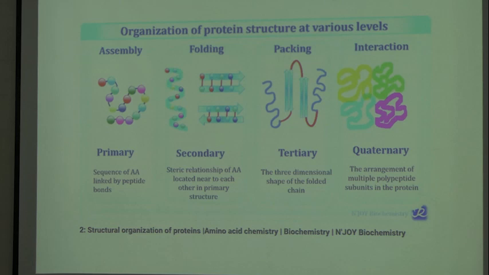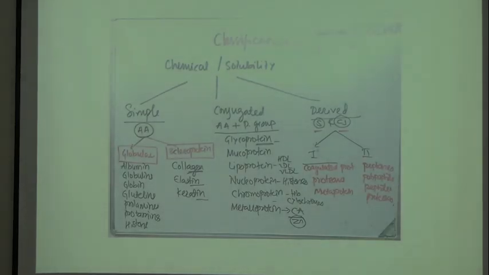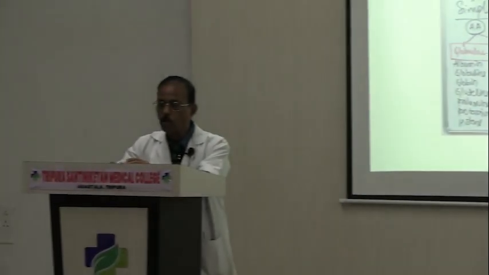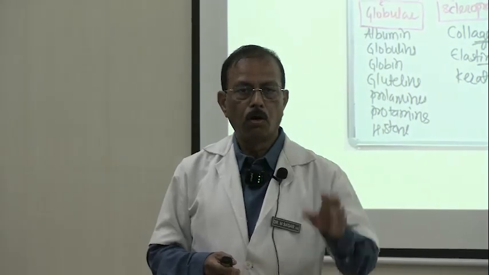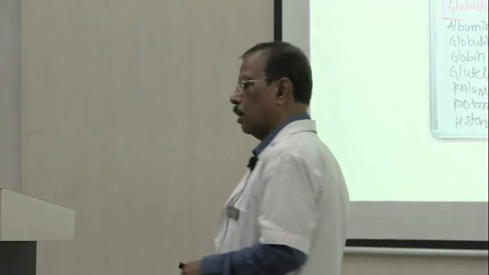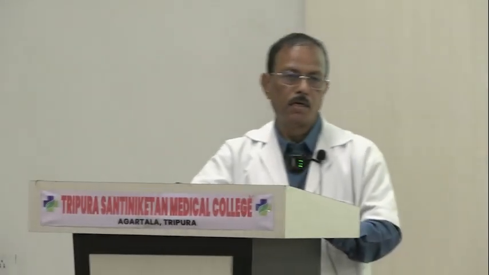Now, in classification based on the nutritional consideration, proteins can be classified into complete protein, incomplete protein, and poor proteins. Complete proteins are those which contain all the amino acids required for the body. Example is albumin, milk casein.